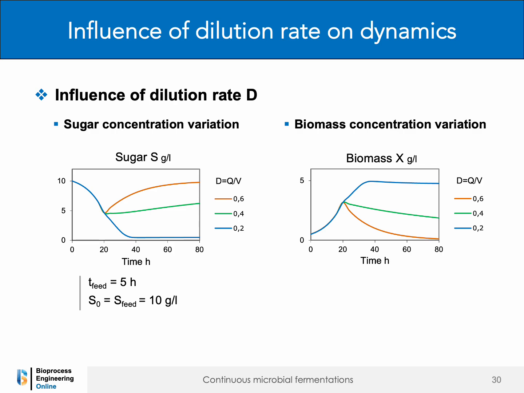It should be noted that the initial batch phase influences the transient evolution of substrate and biomass concentrations, but does not affect their final steady-state values, which are determined solely by the operating conditions of the continuous process.